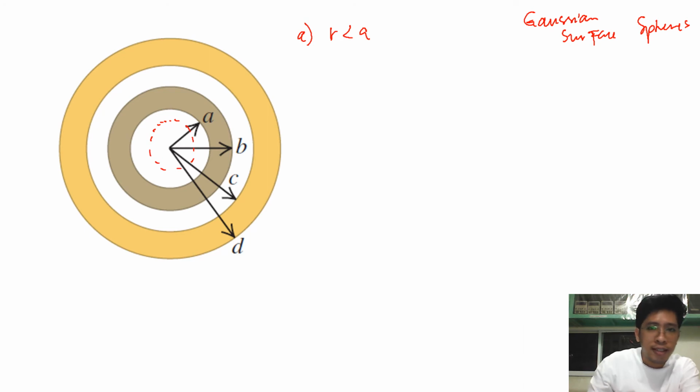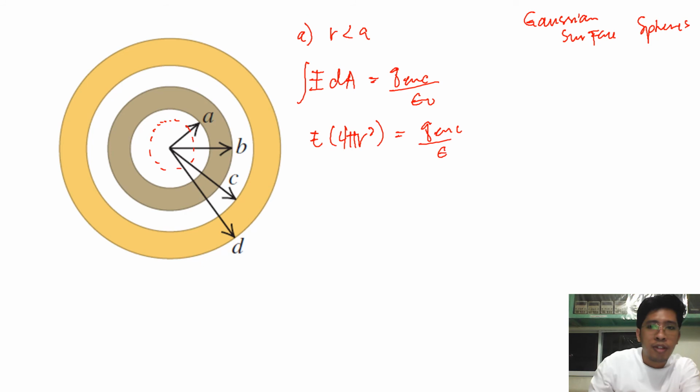There's no charge inside. So your integral of E dA equals Q enclosed over epsilon naught. Your E times the area of a sphere, 4 pi r squared, equals Q enclosed over epsilon naught. There is no Q enclosed. Your Q enclosed is 0, so that means the electric field at that point is equal to 0. Okay, so that's how easy Gauss's law is.